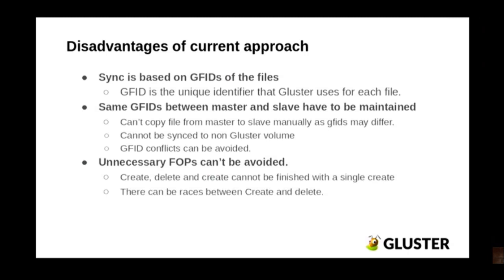You can't manually copy a file from the master to the slave. Right now, it has to be done to a Gluster volume through the Georep. Other than that, if you have a create, delete, you have to repeat all these processes one after the other to have it in the right state.